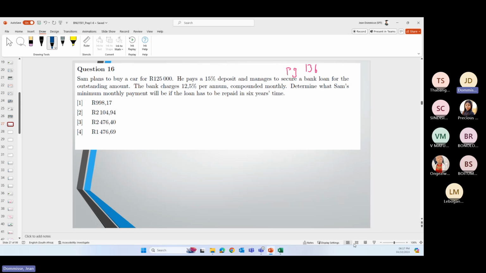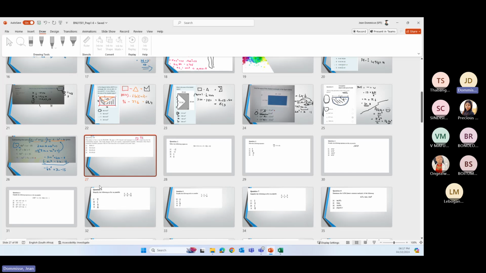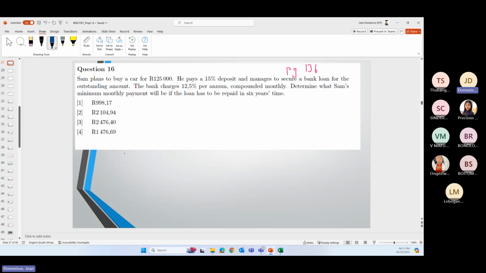Okay, so another financial one. I think it's just one. I just want to see if there's any other financials for tonight. There will be a few for next week, Wednesday. So one more financial and then it's all equations.